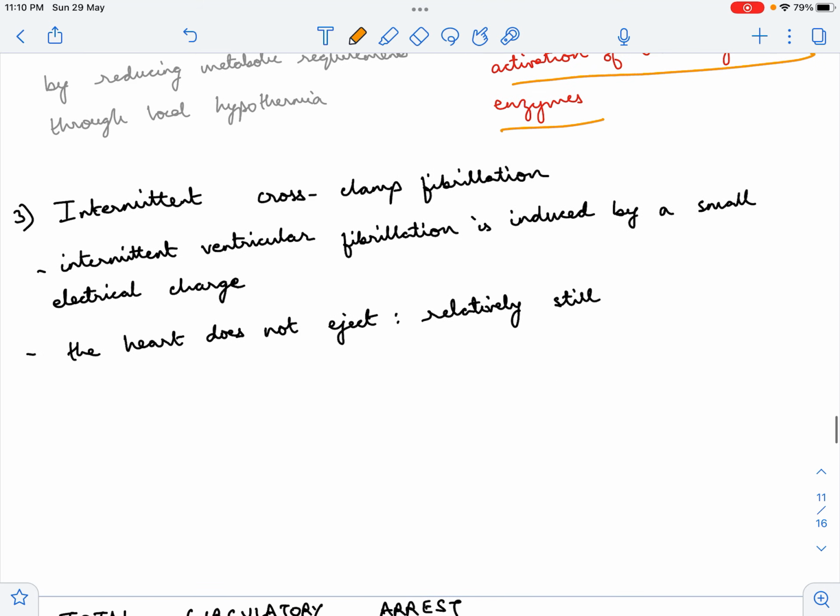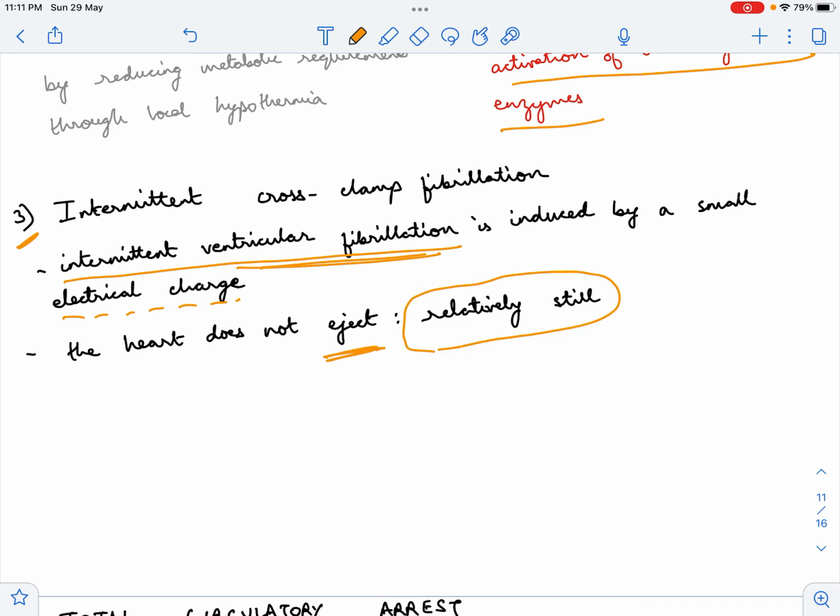Third, you can use something called intermittent cross clamp fibrillation. What do you do in this? Intermittent ventricular fibrillation, that is VFib, is induced via a small electrical charge. So when the heart is fibrillating, it does not eject, because it is beating at a very high rate, and so it is relatively still. Now obviously it is not as good as your cardioplegic solution, because the heart is relatively still, but it is still not bloodless.